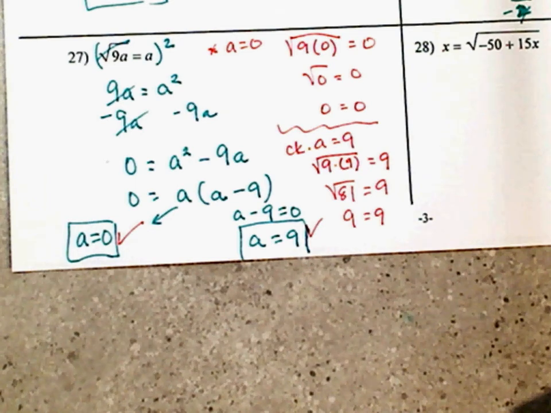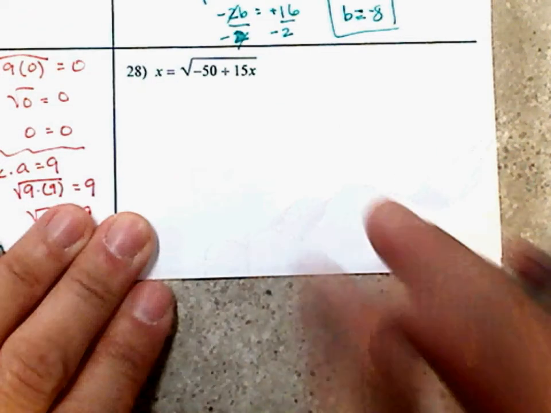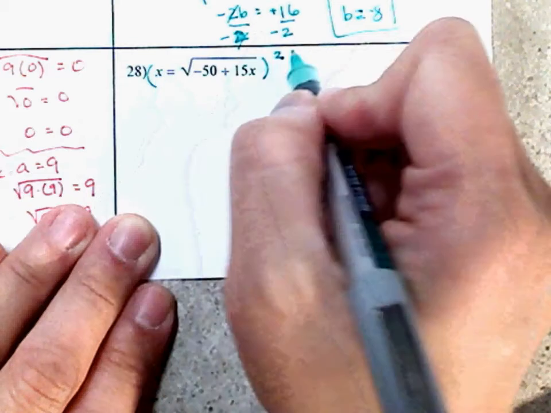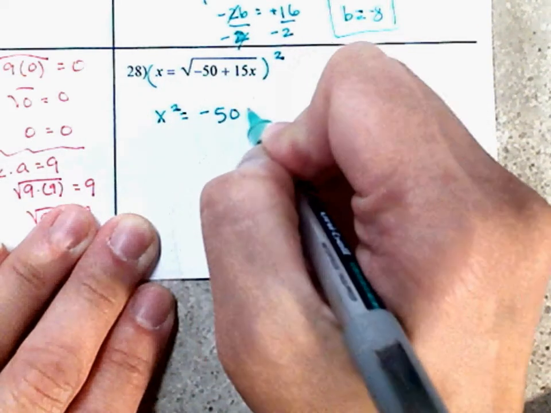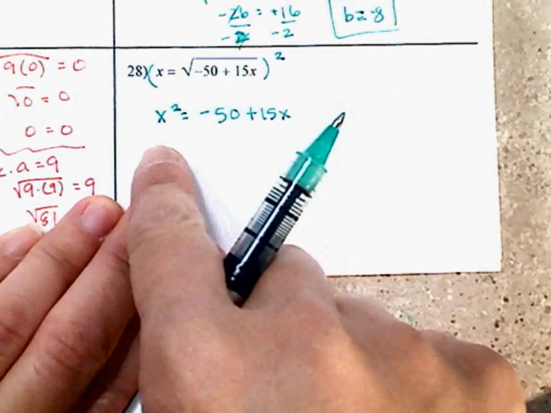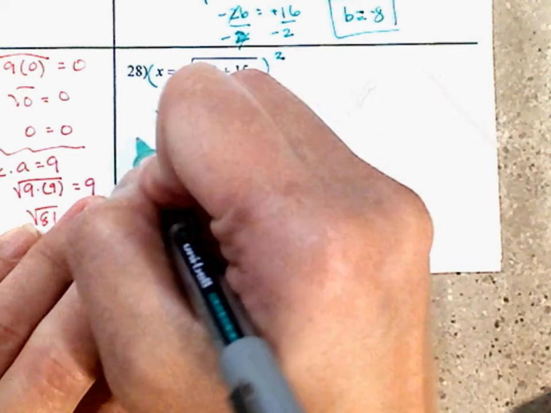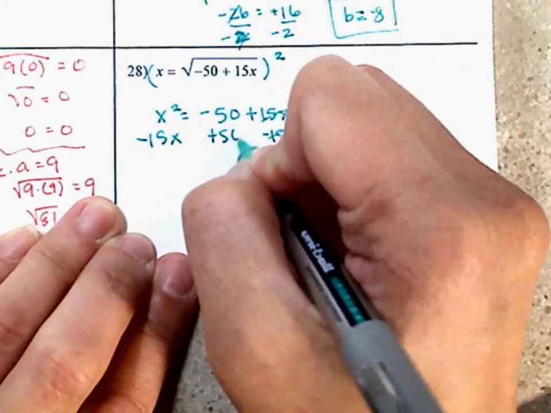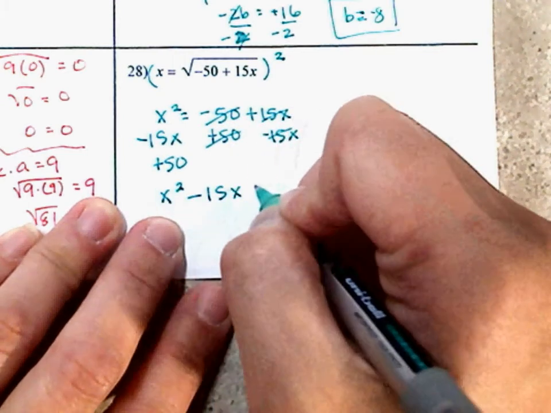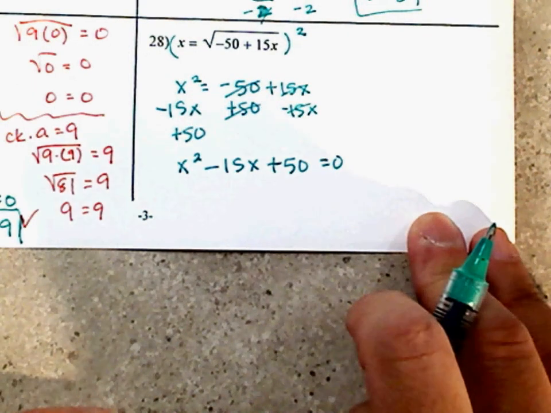Number 28. It's not your test. Number 28. Okay. Inverse of a square root is a square, so x squared, and that gets rid of your radical. Okay. You got a square root, you got a square, move everything over. So I'm going to minus 15x, cancel, plus 50, cancel. So now you have x squared minus 15x plus 50 is equal to 0. You can factor, you can complete the square, you can do quadratic. I'm going to try to factor.